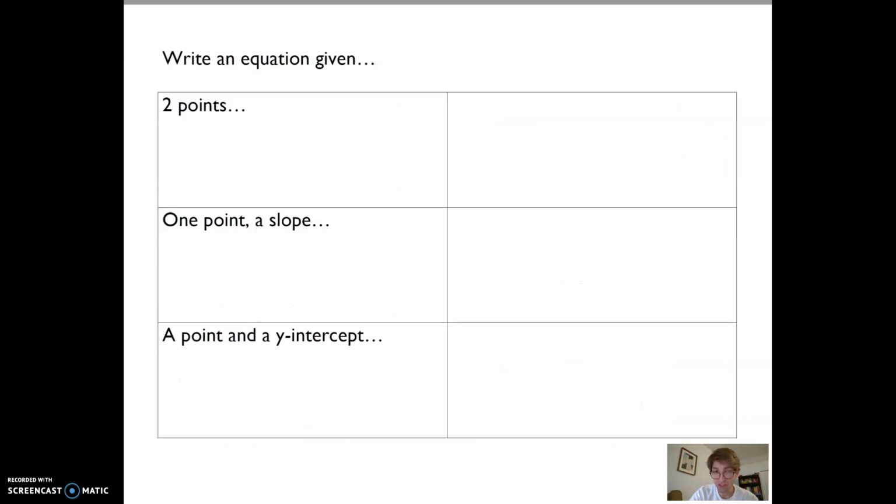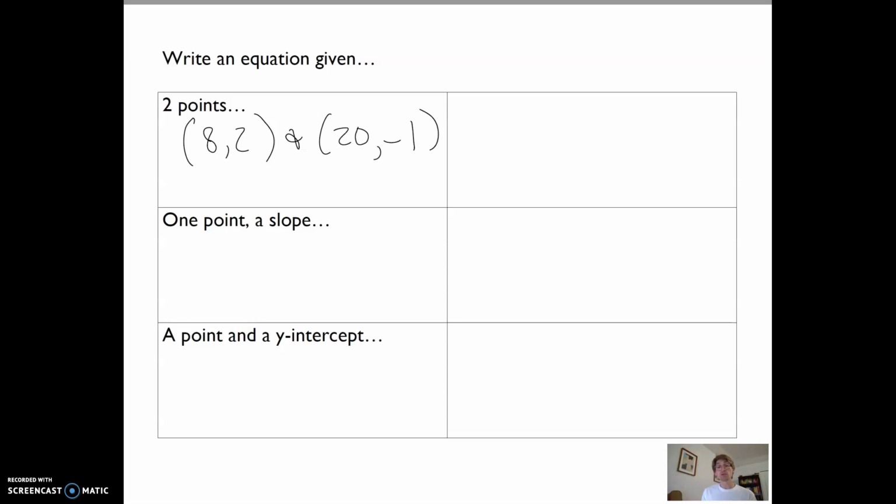One more page to go. Writing an equation given 2 points. Shoot, I have examples that I want to do. Give me a second so I can take them out. Okay, sorry about that. Let's work with the points 8, 2 and 20, -1.